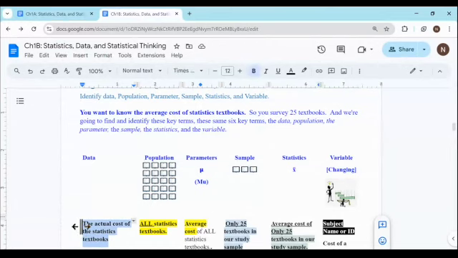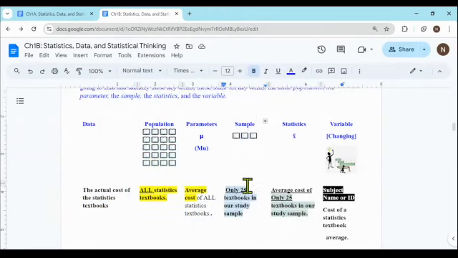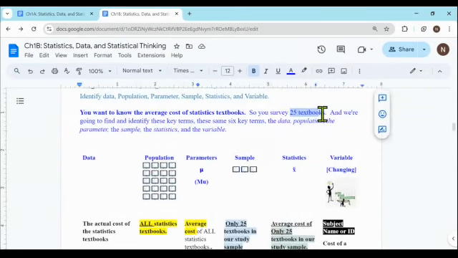Read. What is it? The actual cost of the statistics textbook. Now, what is the population? All statistics textbooks in Saudi Arabia, or in the country where you are doing it. What's the parameter? The average cost of all statistics textbooks, right? Now, what is the sample? How many books? 25 textbooks. So we surveyed 25. That's your sample.